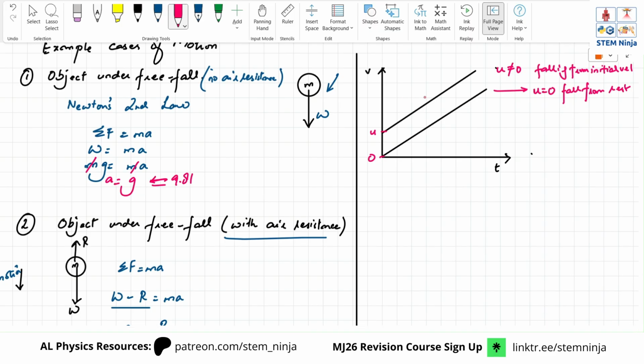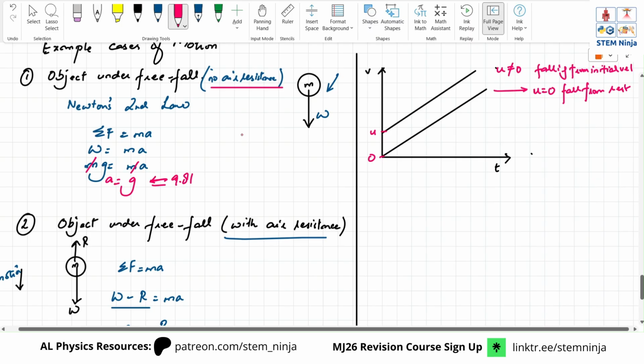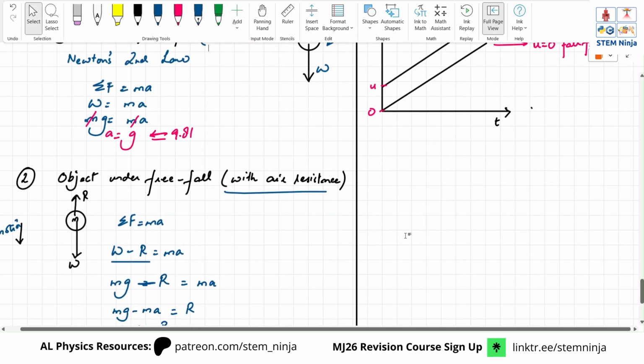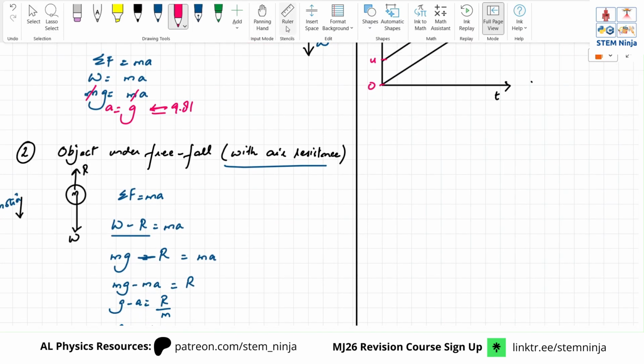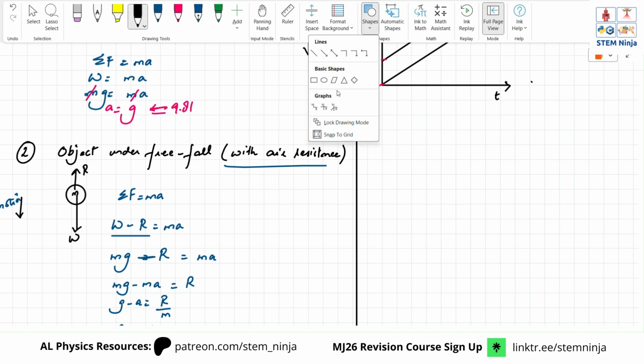We already know that the gradient of the velocity-time graph represents acceleration. If there is no air resistance, the acceleration would be constant. This would be this way. However, how will the graph look with air resistance? Sorry, I should have made it black. Let's make it black.